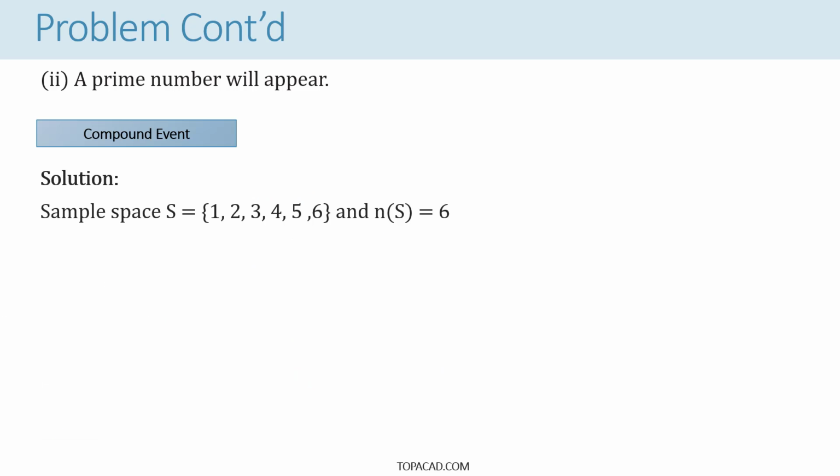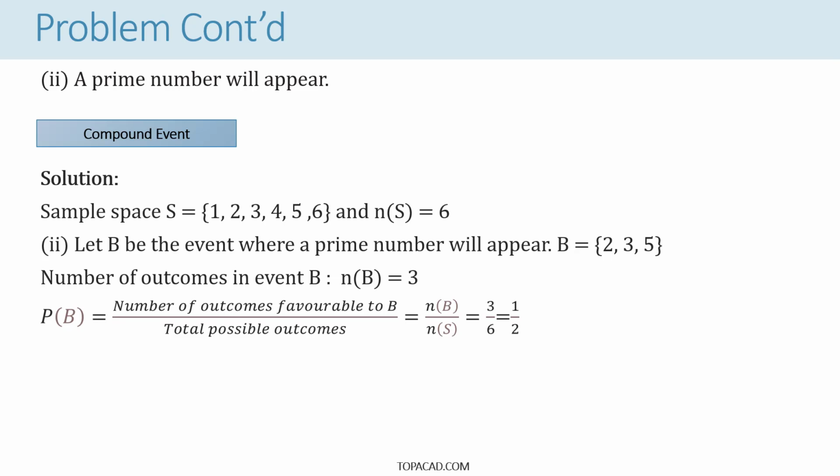Forgot to mention one thing. Here the event B is also called a compound event. What is a compound event? An event which has more than one outcome is called a compound event.